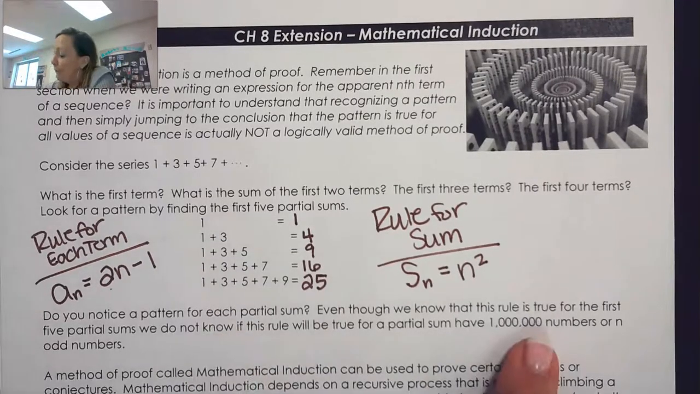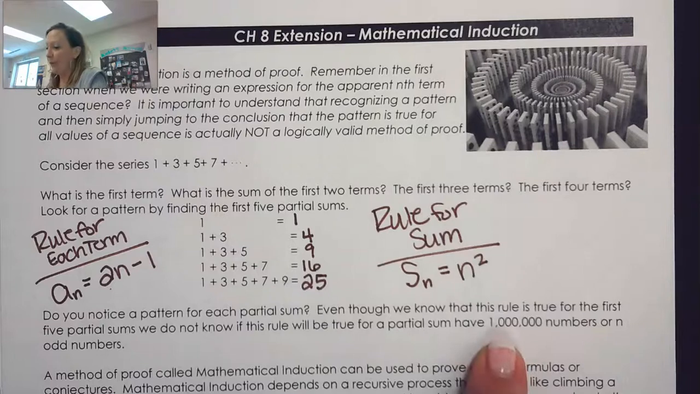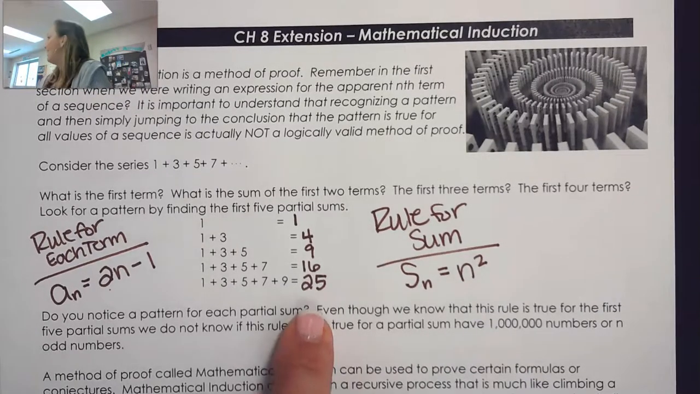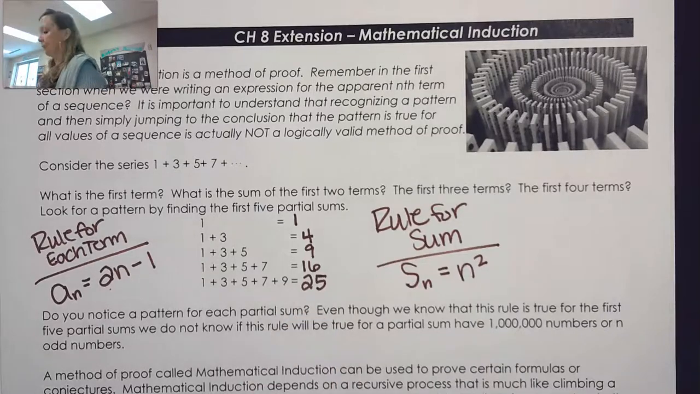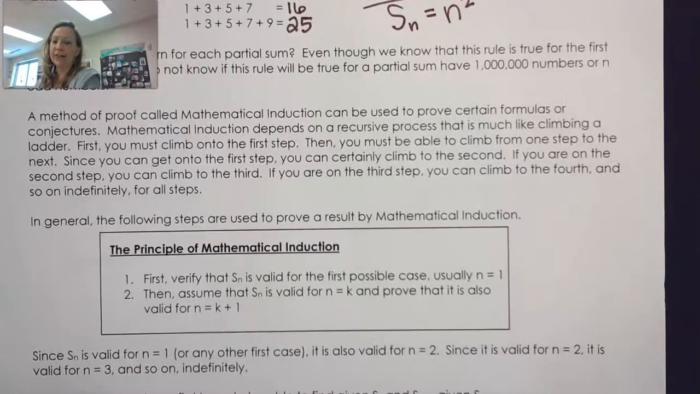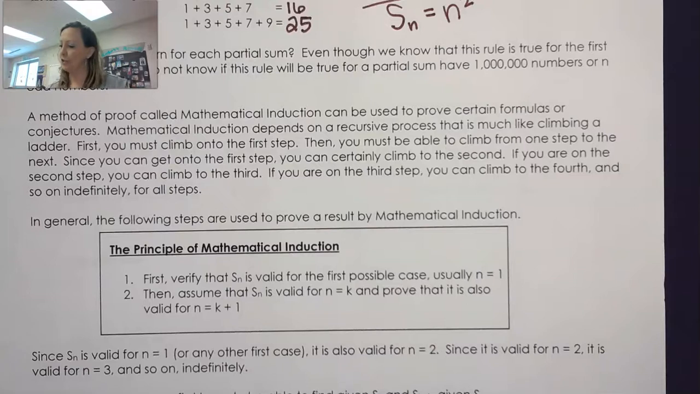So we noticed a pattern for each partial sum. And even though based on the work we did here, we know that this is true for the first 5 partial sums, we don't know if this rule is going to be true for a partial sum that has 1 million numbers or n numbers. And so what we need is something to kind of justify that. Because yes, it's true for the first 5, but how do we know it's going to be always true? So that's where we get to this idea of this method of proof called mathematical induction. It can be used to prove certain formulas or conjectures.